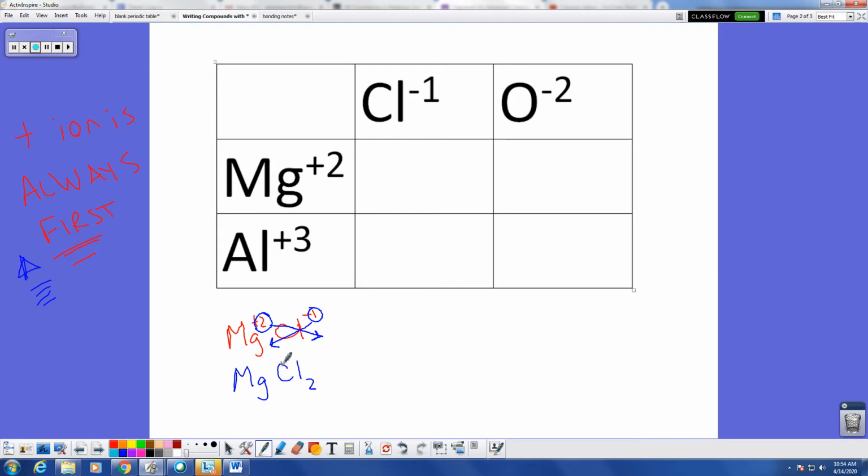It gives 1 to the first Cl, it gives 1 to the second Cl, which then gives Mg a full outer shell that looks like the noble gas before it, which is neon. And it gives Cl a full outer shell, which looks like the noble gas after it, which is argon. Okay, so this is what would go in this box, MgCl2.